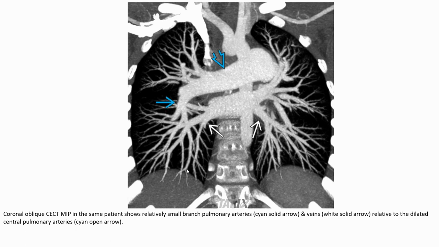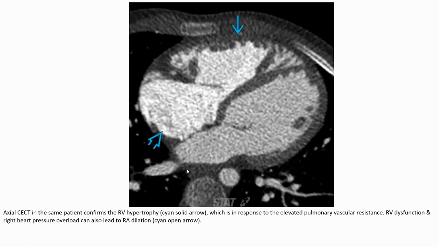In this contrast enhanced CT, we see relatively small peripheral pulmonary arteries and veins related to the dilated central pulmonary artery. This contrast enhanced CT shows right ventricular hypertrophy, in response to the elevated pulmonary vascular resistance. Right ventricular dysfunction and right heart pressure overload can also lead to right atrial dilatation.